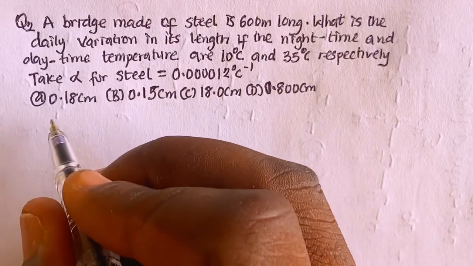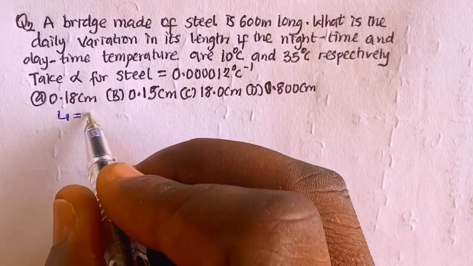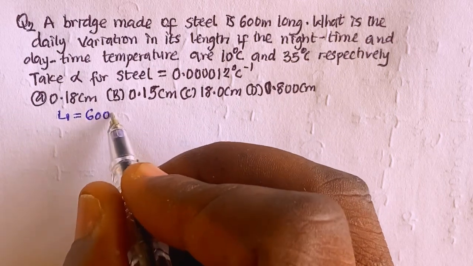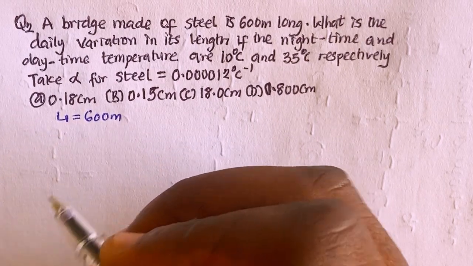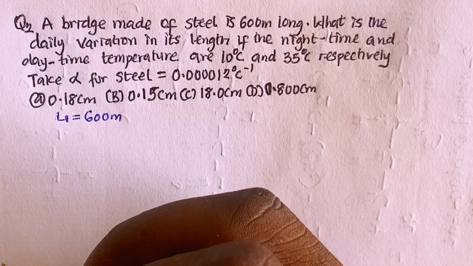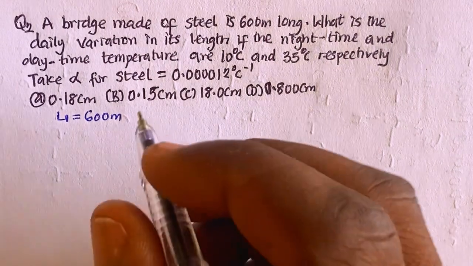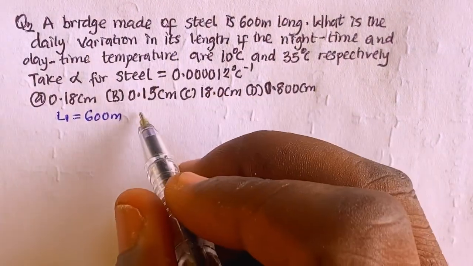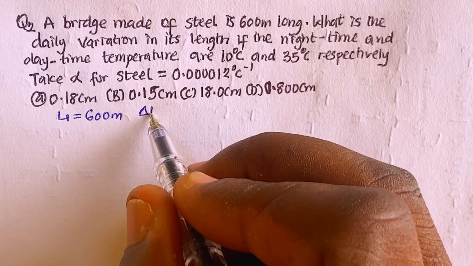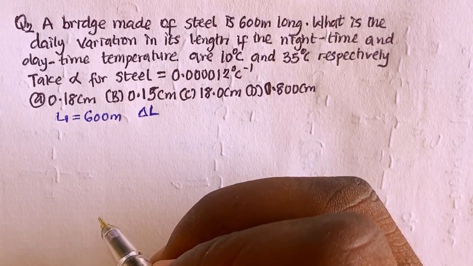Next question: the original length of the steel is 600 meter long, that's the original length L1. What is the daily variation in its length? Daily variation in length means difference in length. So the statement here represents delta L, which is the difference in length.